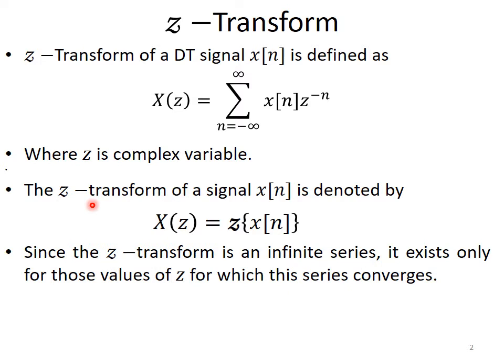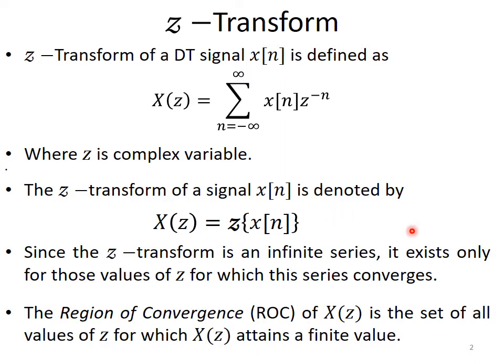Now since the Z transform, as we can see in this equation, is an infinite series, obviously it would only exist for those values of z where the series would converge. So this region where the series converges is called the region of convergence, ROC. The region of convergence is basically a set of values of z for which the value of x of z is finite. So that is called region of convergence.